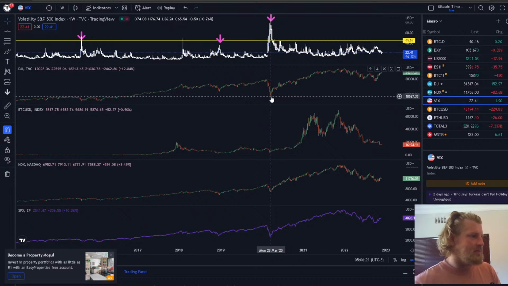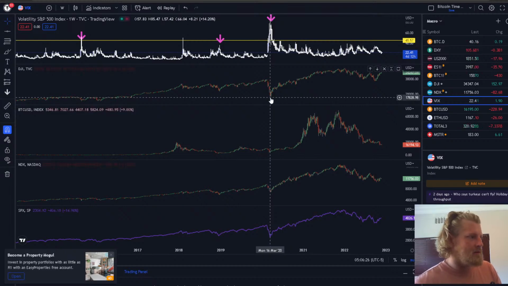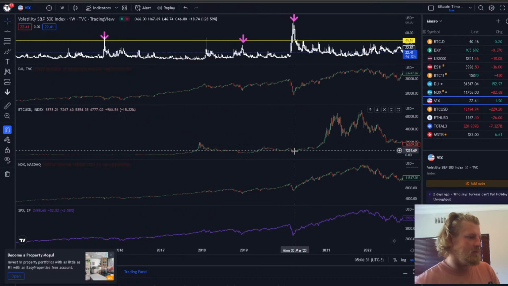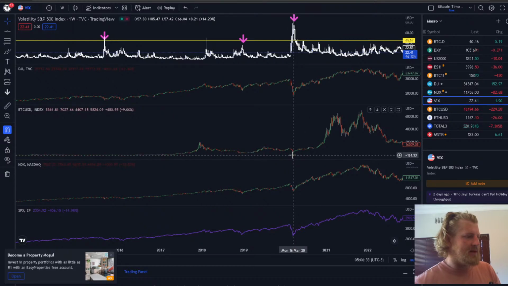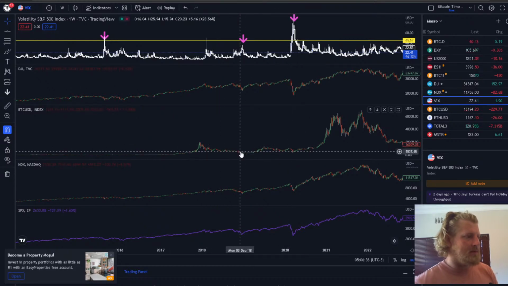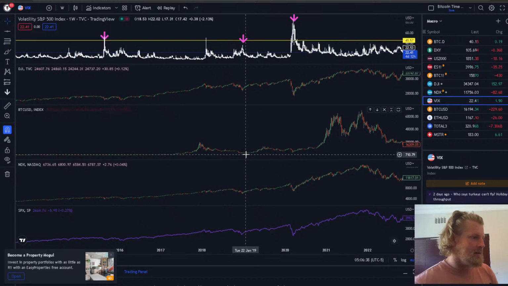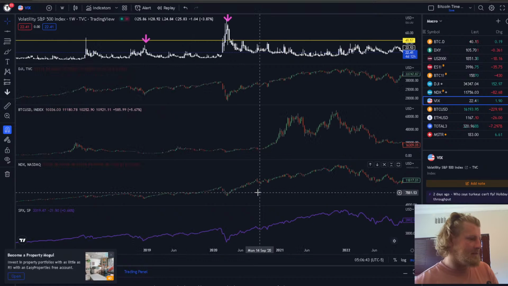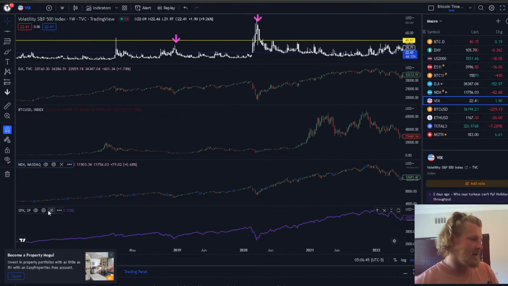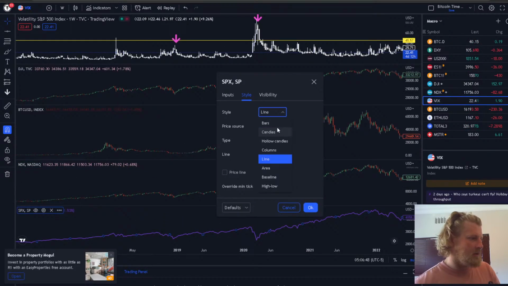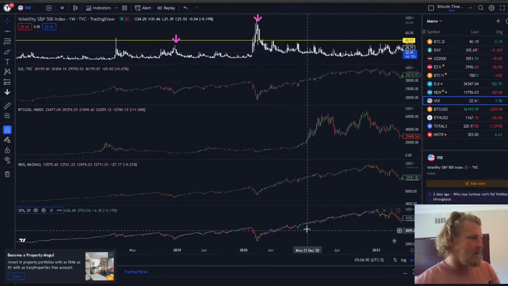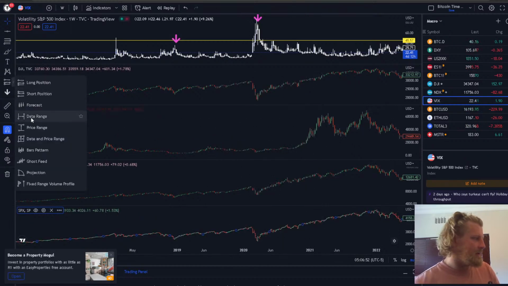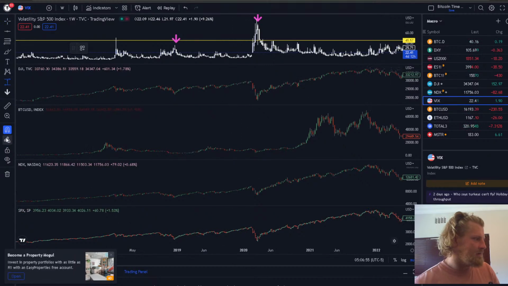This was the virus dump when Trump closed the borders, right? We can see the Dow Jones bottomed, or Bitcoin bottomed, made a significant low, although we didn't break the previous low that we made in December of 2018. We can see the Nasdaq dumped, and then the S&P as well. Let's just put that on bars. If you guys are interested, we can in fact measure what the moves have been.